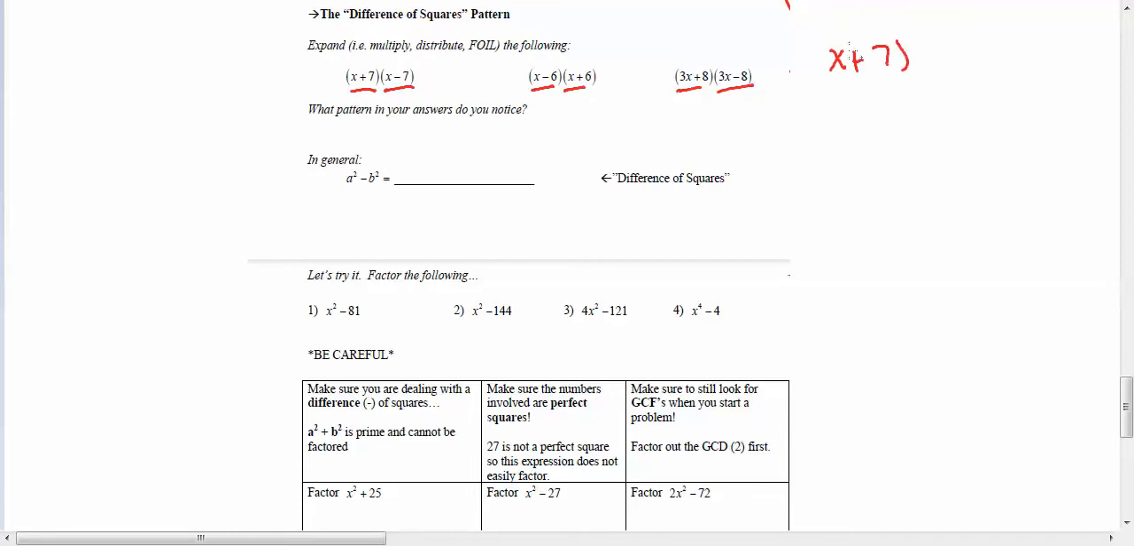X plus 7, x minus 7. If I were to FOIL that, I got the first times the first, so that's the x times the x. That gives me x squared, right? Then I've got the outers, so that would be x times negative 7, so that would be negative 7x. Got it? The inners would be 7 times x, so that would be plus 7x. And the last would be 7 times negative 7, which would be negative 49. Got it?